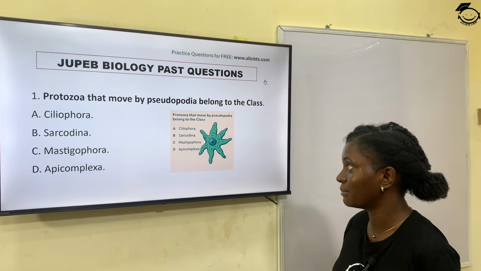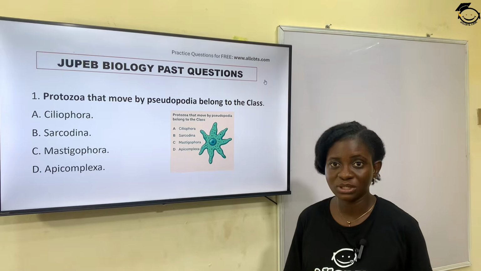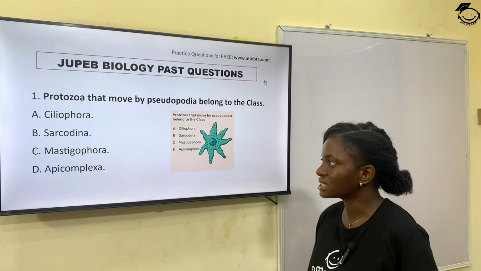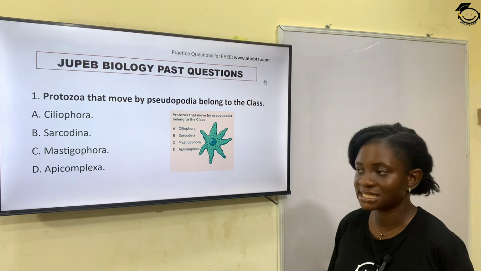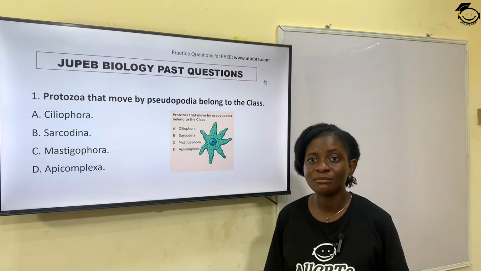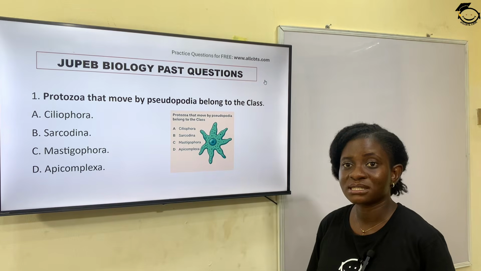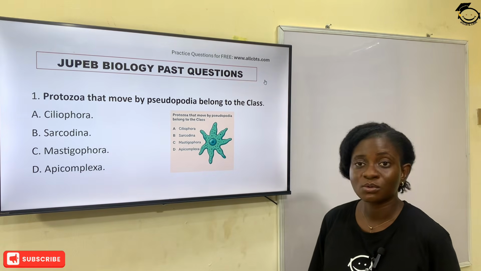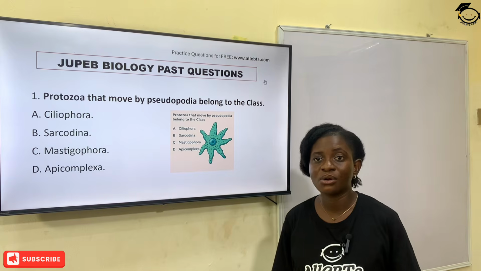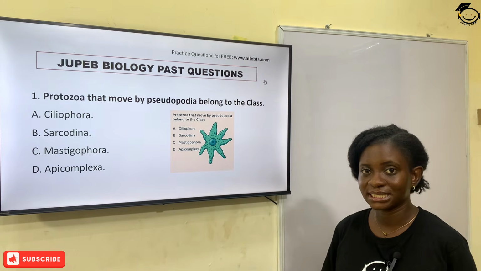For example, amoeba moves by pseudopodia, false feet. It is not Ciliophora because movement is by cilia, not Mastigophora because movement is by flagella, and Apicomplexa, for example, are parasites that are not motile. So option B is the correct answer to this question, Sarcodina.